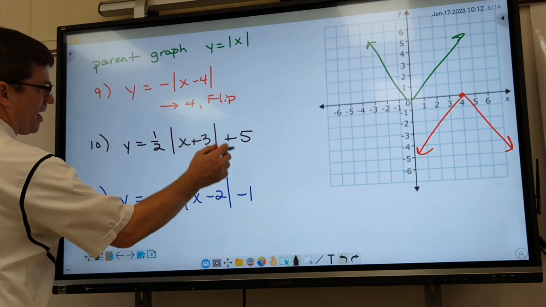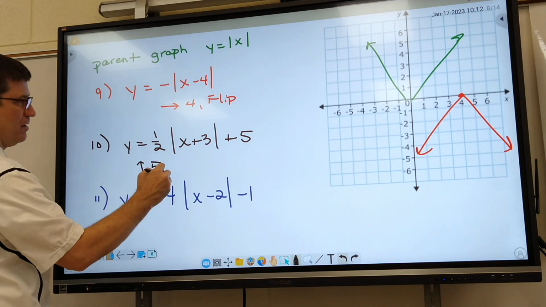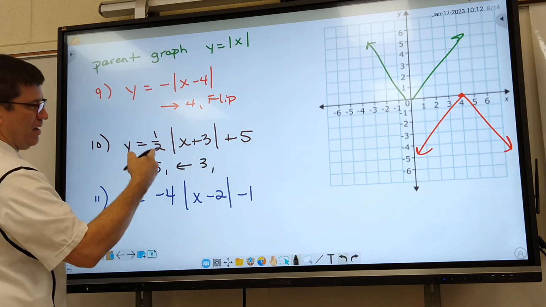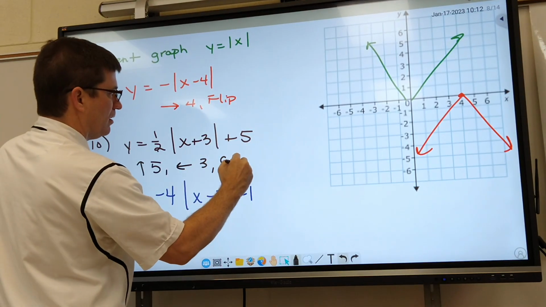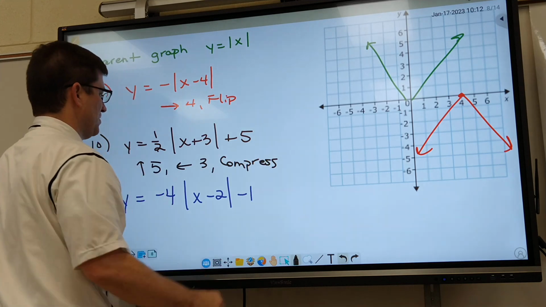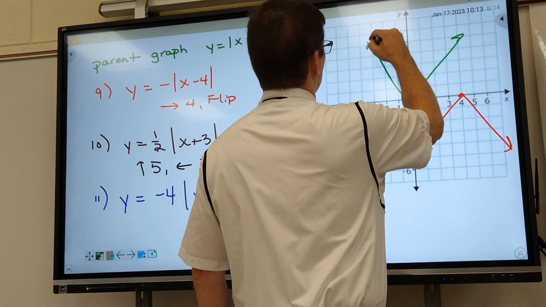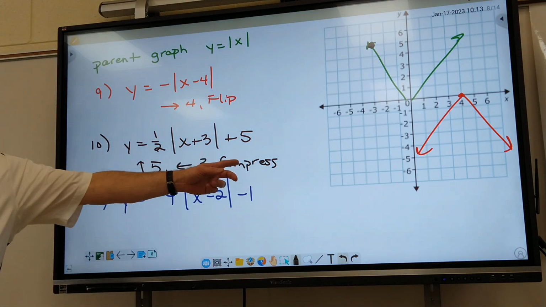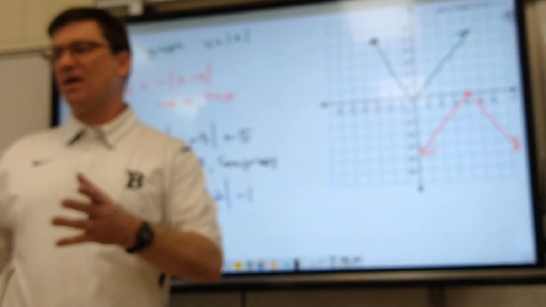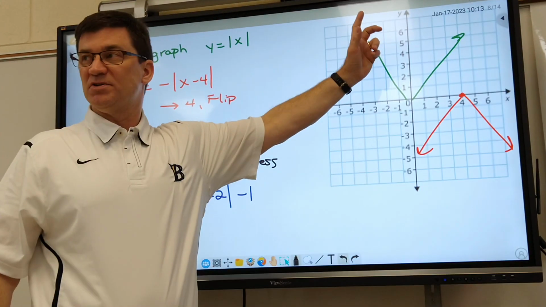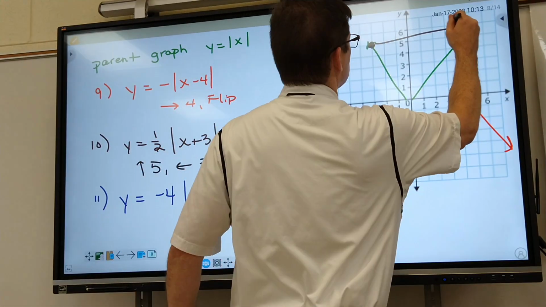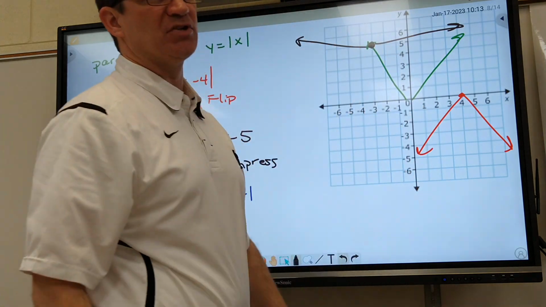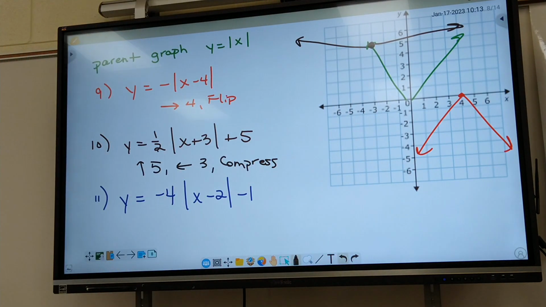All right, so the next one I got up 5, I got left 3, and I got to compress it, right. Here's the problem I saw in some of your papers. Up 5 and left 3 is right here. Put a point. Do I have to flip this one? No, but guys, you do have to make it fatter, and looking at your paper, some of you guys had it the same size as your original parent graph. You got to show me, hey, it's much fatter, much wider. All right, try 11. Now these are V's now, not parabolas, these are V's.